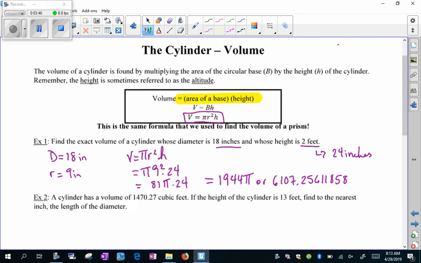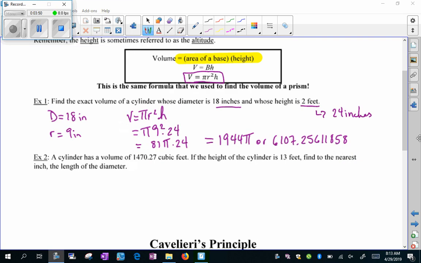Let's take a look at example number 2. Example number 2 says, a cylinder has a volume of 1,470.27 cubic feet. If the height of the cylinder is 13 feet, find to the nearest inch the length of the diameter. So in this one, I'm going to take a little different approach. I'm going to actually convert at the end.